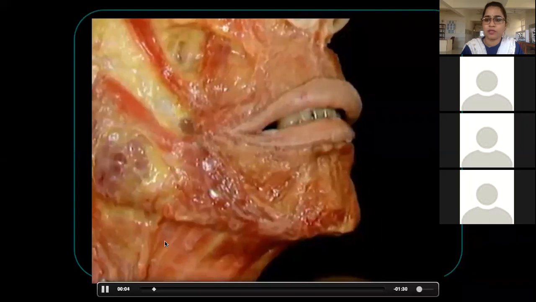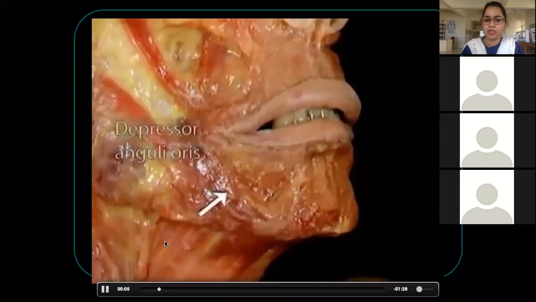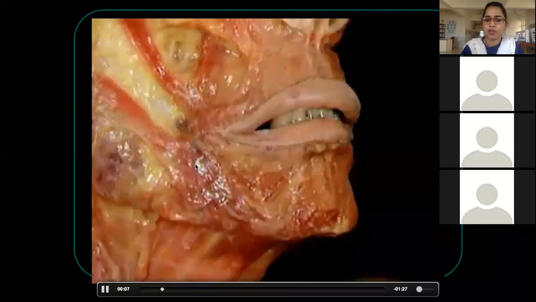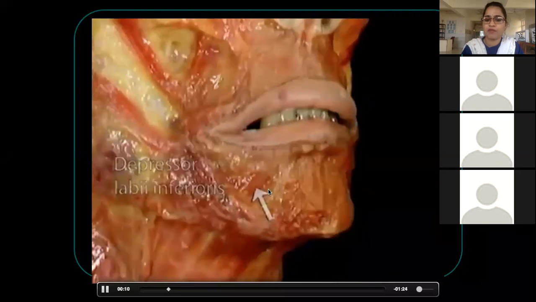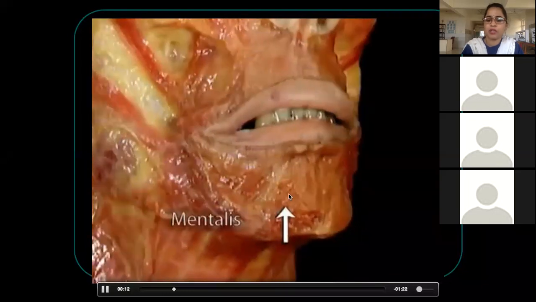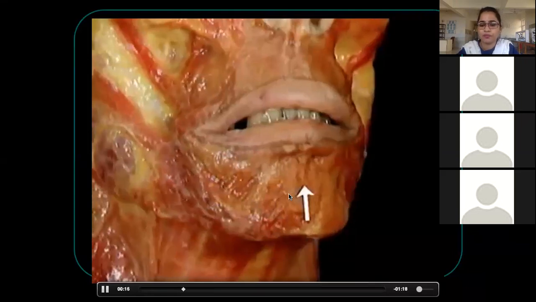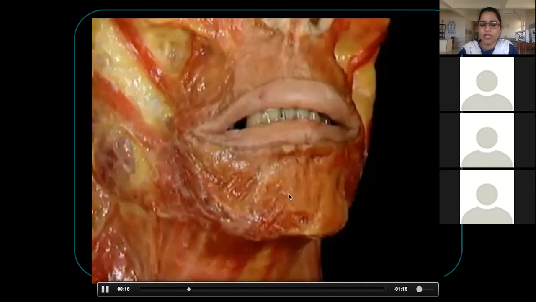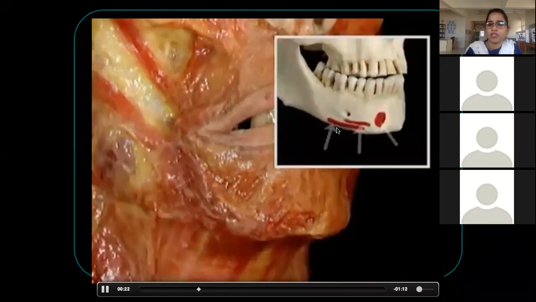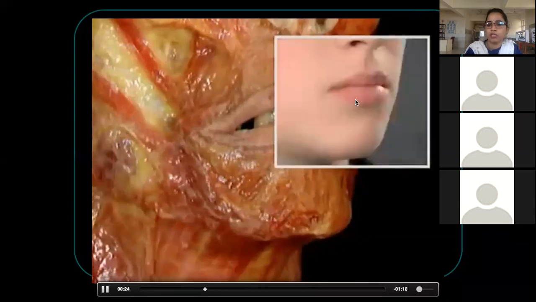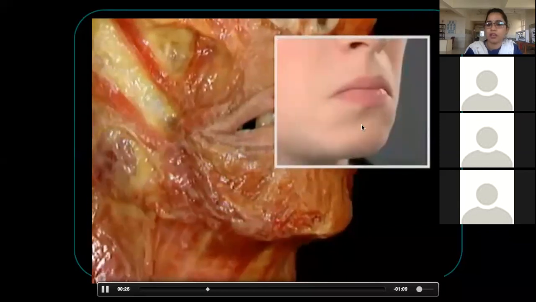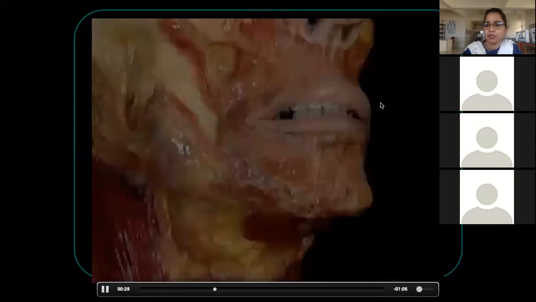Rest of the muscles, very quickly we'll finish this. Depressor anguli oris, depressor labii inferioris, and mentalis. What are the actions? You see the actions. Mentalis takes origin from the lower jaw. This is the action of depressor anguli oris and mentalis.